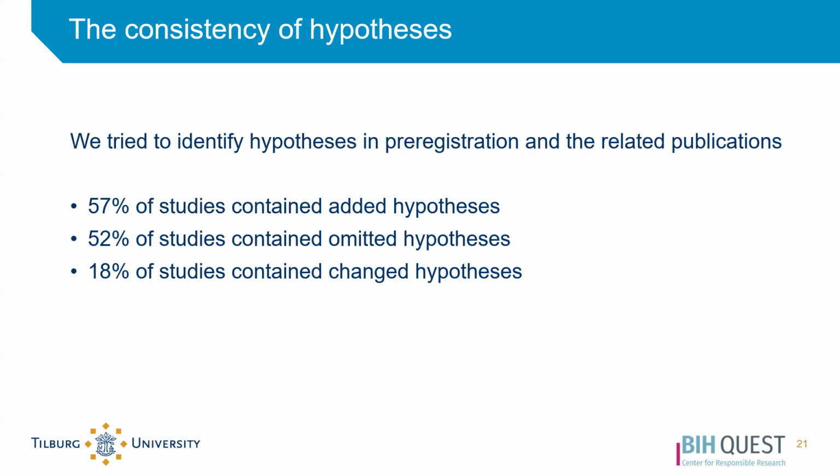50% also contained omitted hypotheses. So there were some hypotheses in the pre-registration that were suddenly gone in the paper. And almost 20% of studies also contain changed hypotheses. So, for example, in the pre-registration, they said, okay, we expect a positive association. And then in the paper, they said, okay, we expected no association between these variables. So I think that one might be the most problematic one.